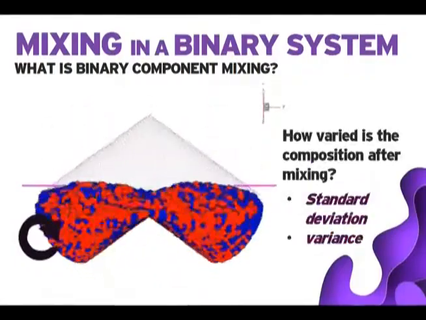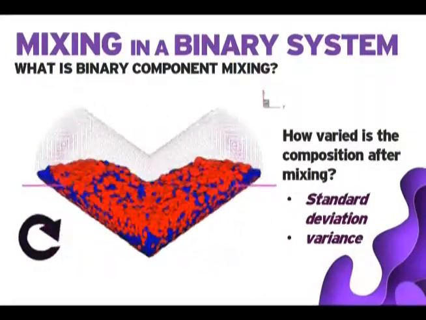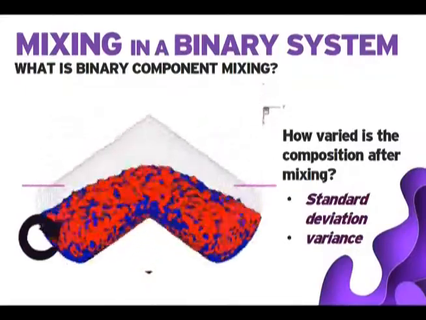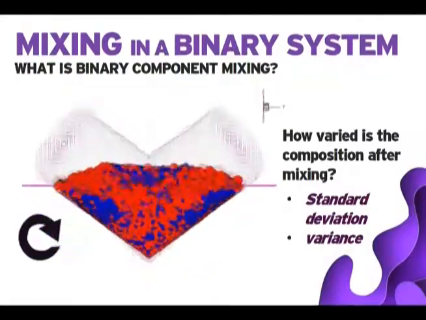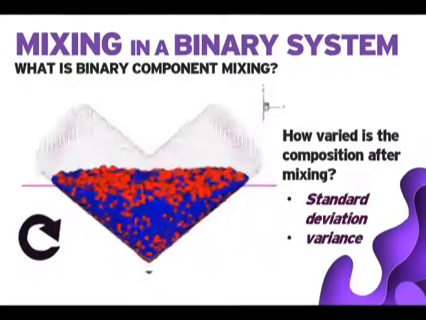This variation in composition resulting from mixing can be described using, first, standard deviation, which is a statistic that measures the dispersion of a data set relative to its mean, and second, the most commonly used, the variance, which is a measurement of the spread between numbers in a data set.